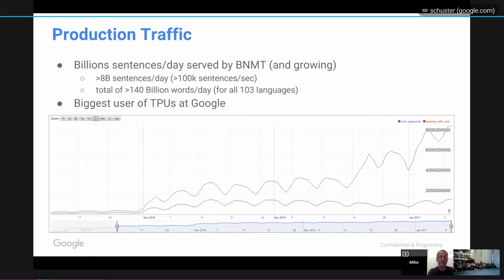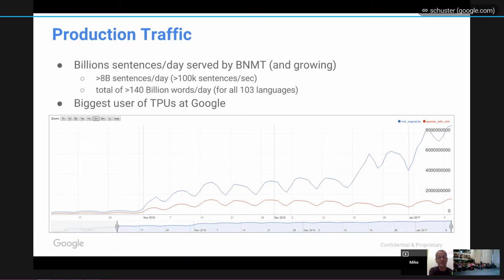And the 8 billion sentences per day is only for the neural machine translation system, so only for these 8 languages. We are also the biggest users of TPUs at Google. TPUs are the tensor processing units, which you may have heard about. So Google built some chips, which are basically like a GPU card that can run any neural networks for inference very, very fast.